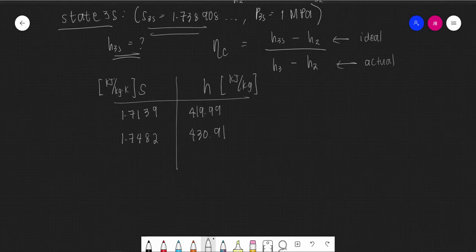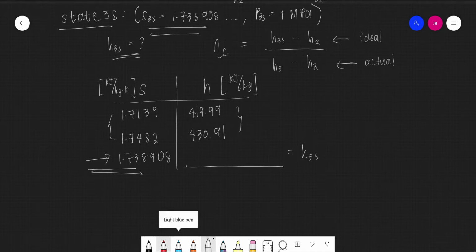And finally, we write down 1.738908 over here, our entropy that we are looking for the corresponding enthalpy of. So whatever we get here is going to be our H3s. So take note, this value should be between these two values. And if that is the case, we also expect that the enthalpy value we solve for will also be between these two values.